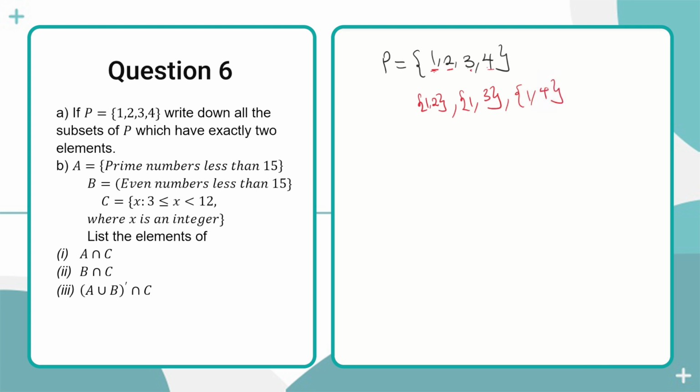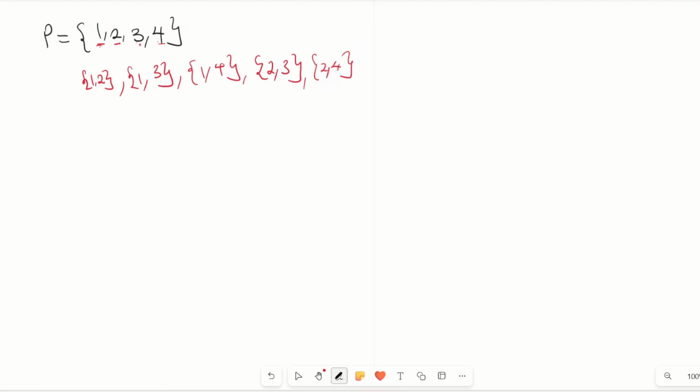We can also have 2 and 3 as one of the subsets. Then we can also have 2 and 4. Then finally, we can also have 3 and 4 as one of the subsets. So in the A part of the question, we are only asked to list them, so we have listed them.